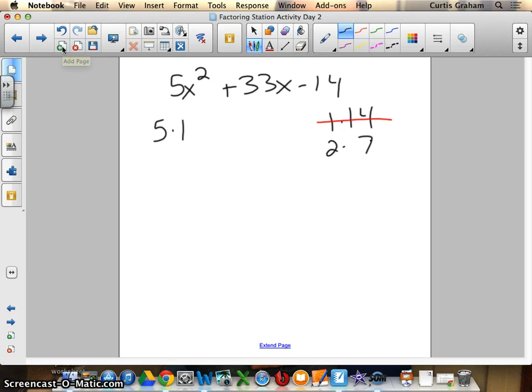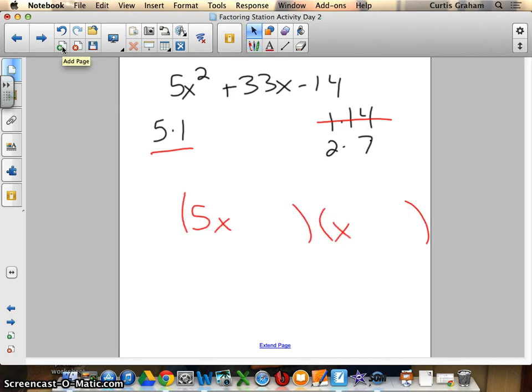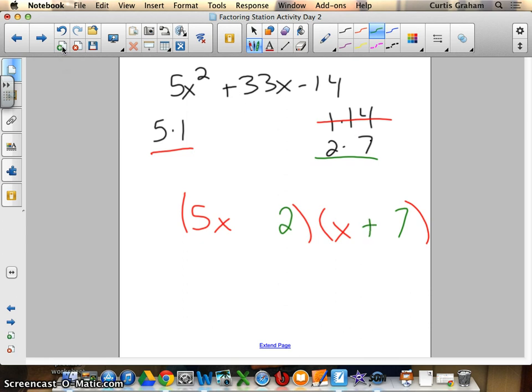Let's try the next one. 5 times 7 is 35. 1 times 2 is 2. 35 and 2, does that give you 33 through subtraction? It does. So I'm just going to match them up. These are my x's. And then remember I multiplied 5 times 7, so I need to put the 7 there, and I need to put the 2 here. All right, let's look at our signs. I want to end up with a positive 33, so I'm going to get a positive 35 through multiplying like that, and I'll get a negative 2. And there's your answer.